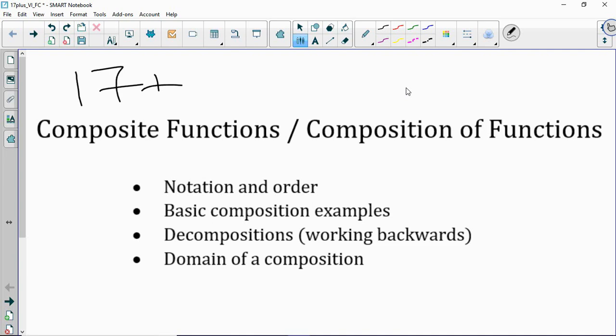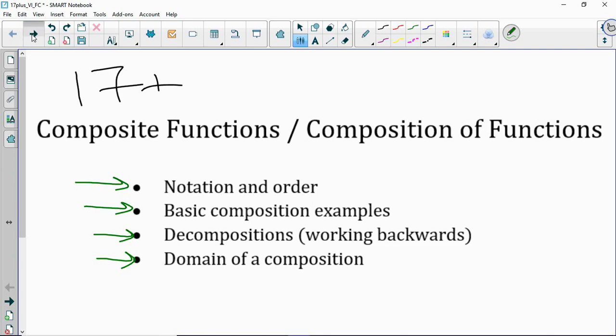As we go through this video, we're going to cover four basic things here. We're going to talk about what the notation is so we can recognize a composition when we see it. We'll just look at some pretty easy examples. Then we're going to work backwards. So when we have a function that's already a composition of two other ones, we're going to be able to tell what the original functions were. And then we're going to connect this back to domain, which we've spoken about previously.